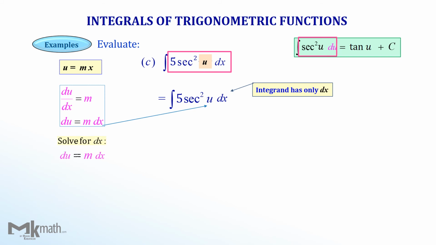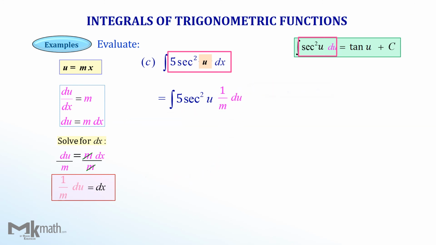To match up with dx, dividing our differential by m to get 1 over m du equal dx, which is exactly the same term in the question. Replacing dx with 1 over m du for the integrand. Then pull the constant of 5 and 1 over m out of the integrand.